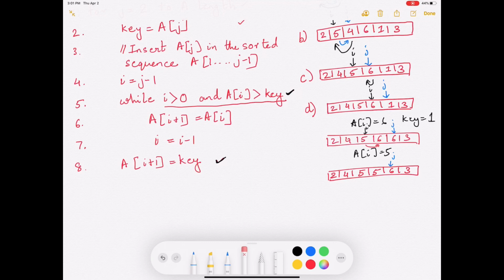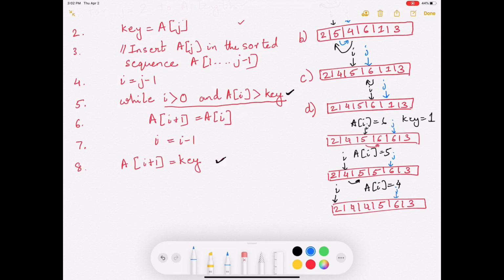I comes here. Okay. Now A[i] is going to be 4, which is still greater than key. So you're going to move this 4 here. You're going to copy that over. So the way it will look is like this. I'll have 2, 4, 4, 5, 6, 3. Okay, and then this is where your i will be. This is where your j will be.